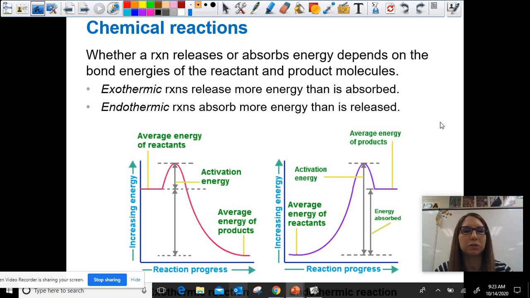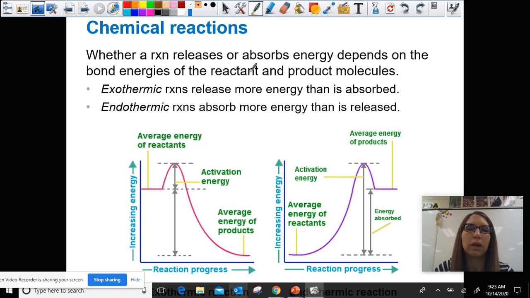So we can distinguish between these two graphs with two additional terms. Whether a reaction releases or absorbs energy, again, depends on bond energies. You should have that from the slide before. And then these two are new. So you're going to want to make sure that you add those two bullets for me, because the terms that you see there are certainly going to be important.